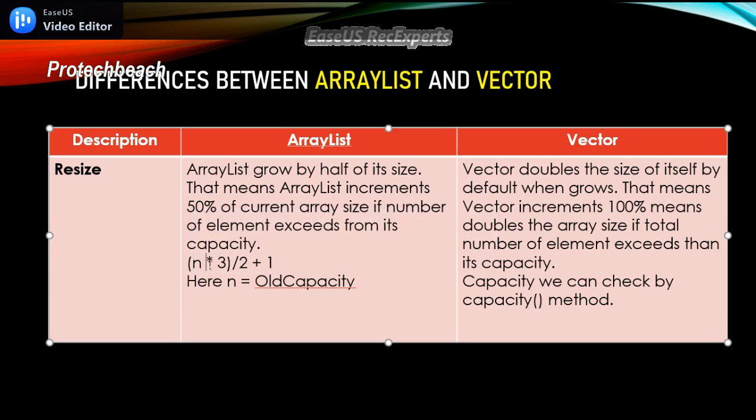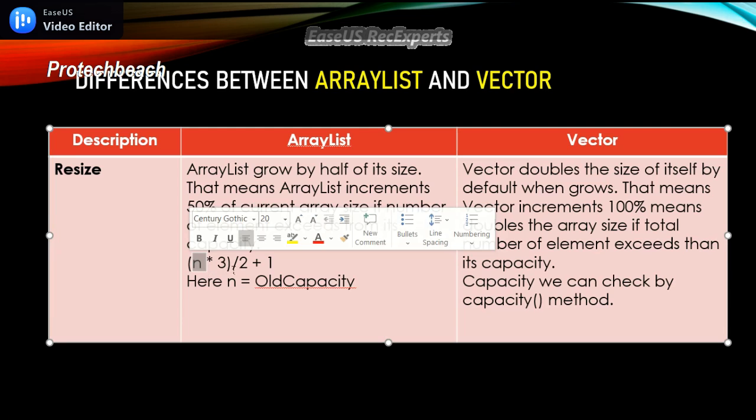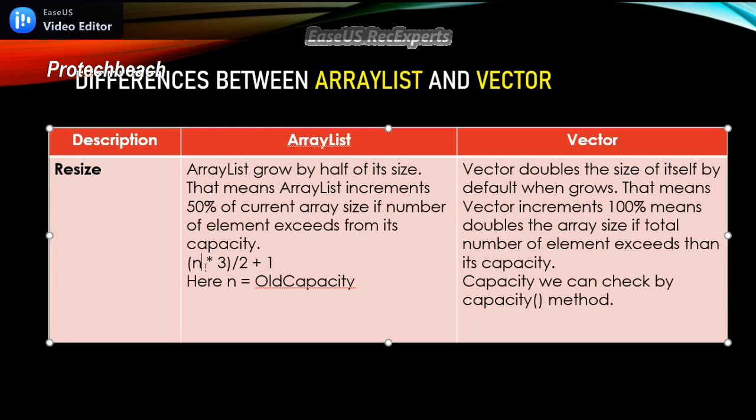Here n is the current capacity, meaning the old capacity. Suppose by default it is 10. 10 into 3 by 2 plus 1, that means 16, meaning indexes 0 to 15. So the capacity of the ArrayList increases its size by 50% every time, but for Vector the capacity will increase by 100%. By default it will be 10.